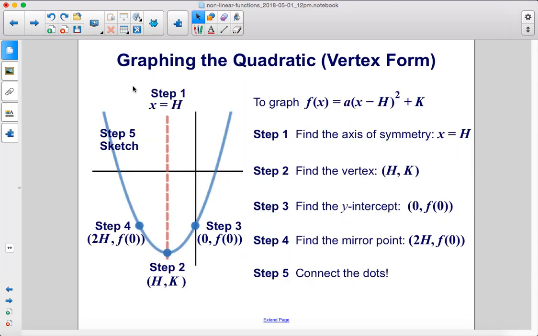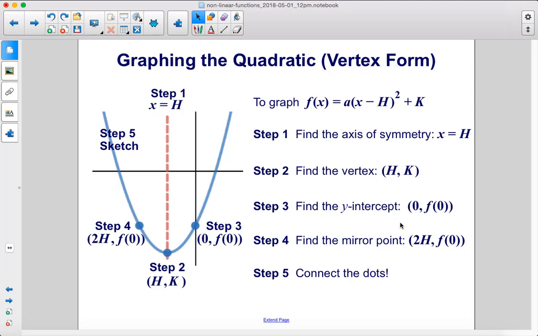Here are the steps to graph a quadratic in vertex form. If we have f of x equals a times (x minus h) squared plus k, step 1, find the axis of symmetry, which is h. So this number here. Step 2, find the vertex, which is at (h, k). So k is this number here. You can also just plug h into the function and get your y coordinate.